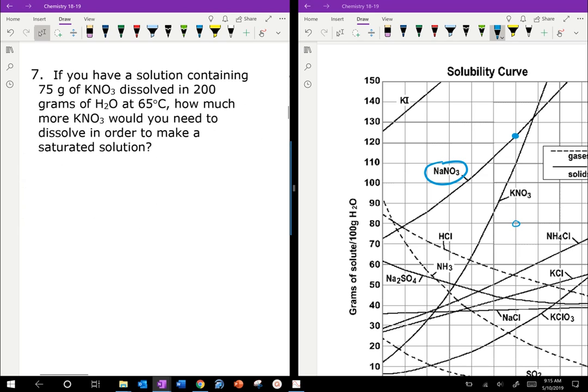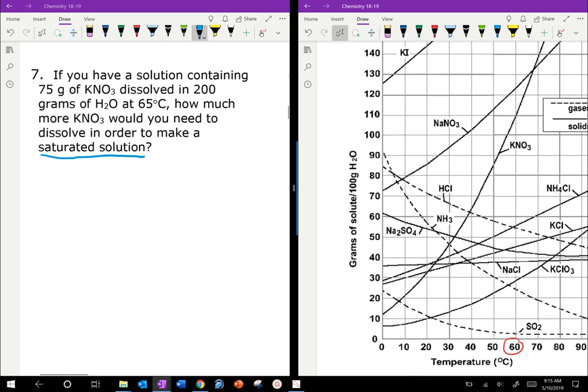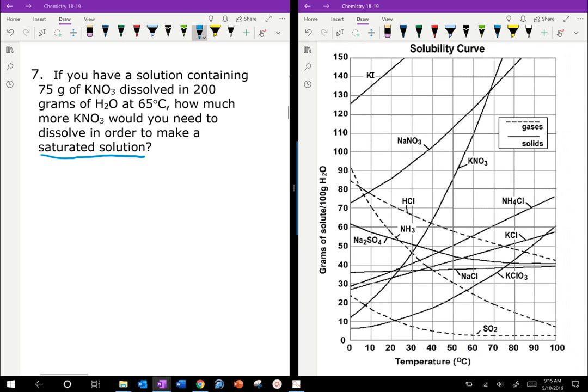All right. Now, 7 says if you have a solution with 75 grams of KNO3 dissolved in 200 grams of water at 65 degrees, how much more KNO3 would you need to make a saturated solution at 65 degrees? Well, let's go over to our curve and talk about that. Where is a saturated solution at 65 degrees for KNO3? Well, scale up just a little bit. 65 degrees, right about here, 65. And KNO3 would be, let's see, up we go to the curve, puts me right about there.